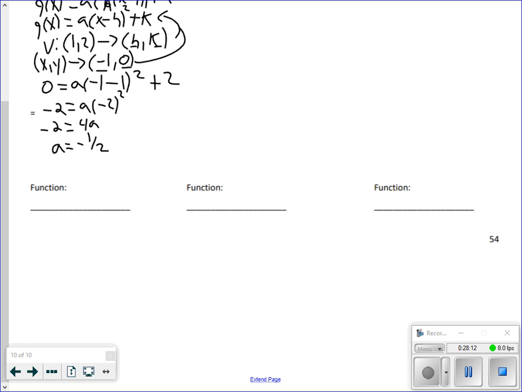So all we have to do, plug this a back to the beginning. So g of x will equal our a value of negative 1/2 times x minus our h value, which was 1, all squared, plus our k value of 2. Do not plug in your x or your y because those change, but the h, k, and a do not change. So that's where you plug those in.